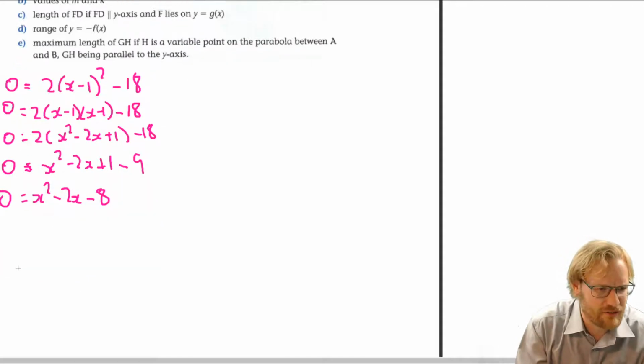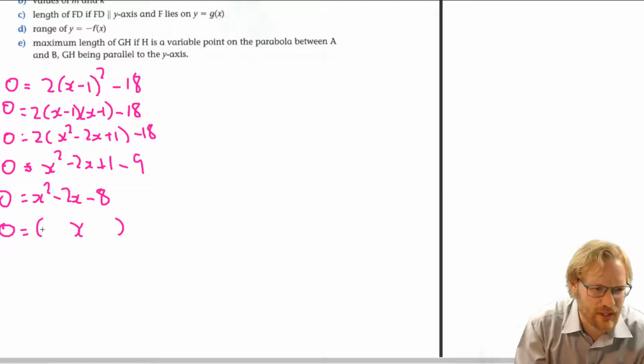Does it look like it's going to factorize nicely? If so, let's factorize. If factorizing doesn't come to you straight away, quadratic formula for the win. But this one I think is going to be (x − 4)(x + 2). So from that one, x equals 4. From this one, x equals −2.